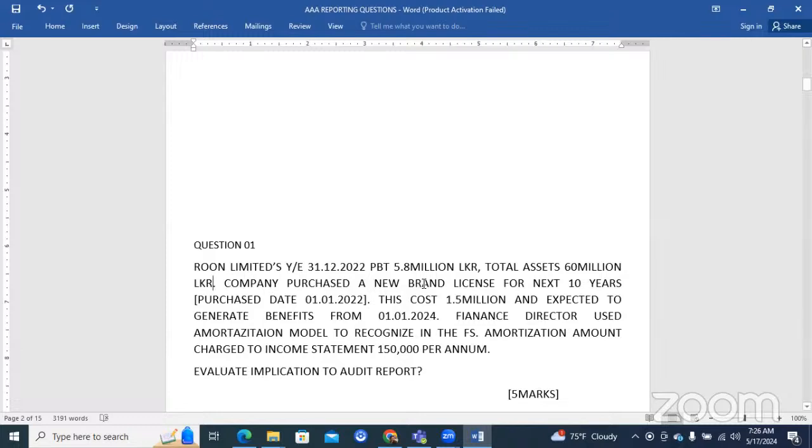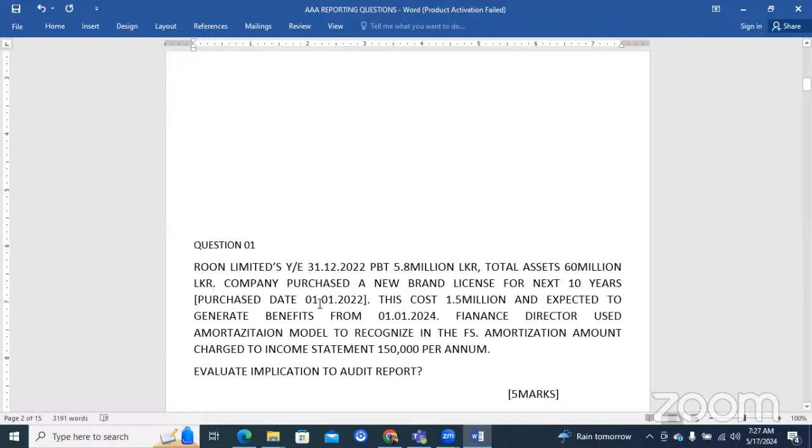The company purchased a new brand license for the next 10 years. So that is an intangible asset. Under IAS 38, you should account for purchased intangibles. Internally generated intangibles cannot be recognized in the financial statements. For purchased intangibles with a definite useful life, the amortization model should be applied. For purchased intangibles with an indefinite useful life, an annual impairment review should be conducted.